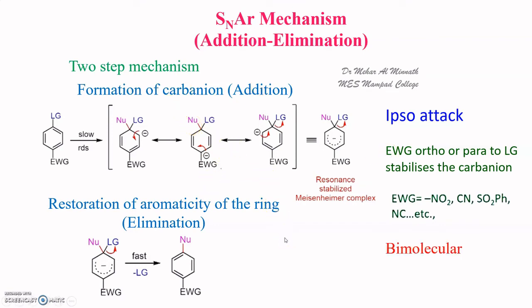This is a bimolecular reaction, wherein the rate of the reaction is proportional to the concentration of the substrate as well as the concentration of the nucleophile, because formation of the Meisenheimer complex is the rate determining step. Both the nucleophile and the substrate are involved in the rate determining step, or in the rate equation. Now, what is the evidence for this SNAr mechanism?